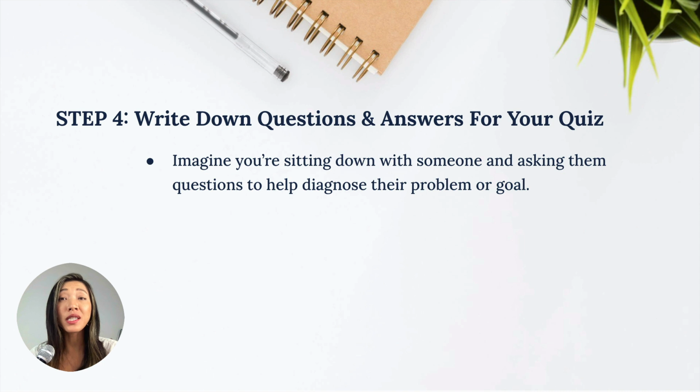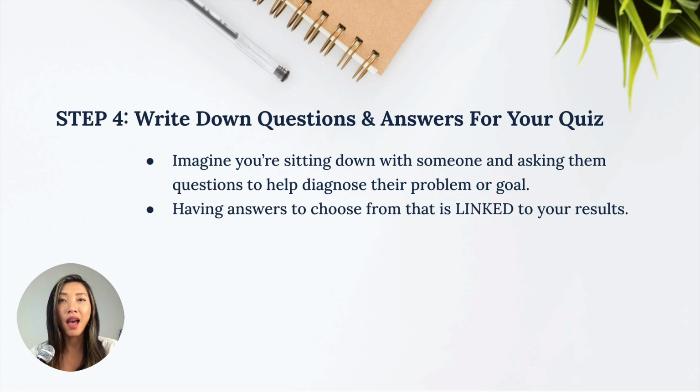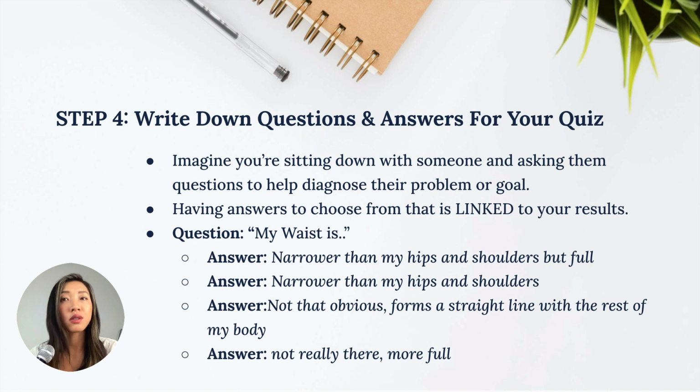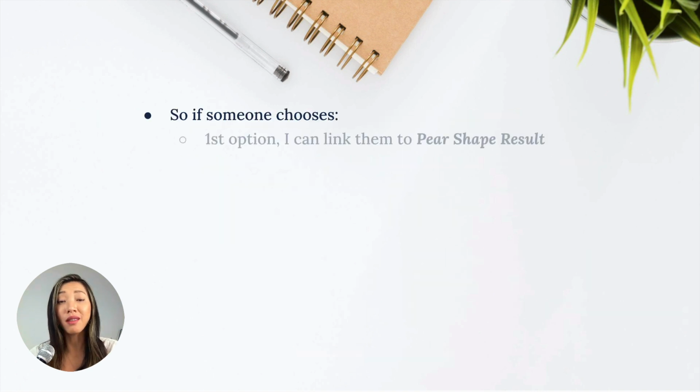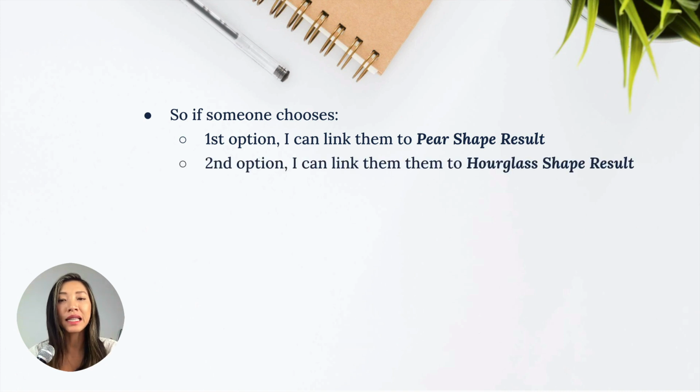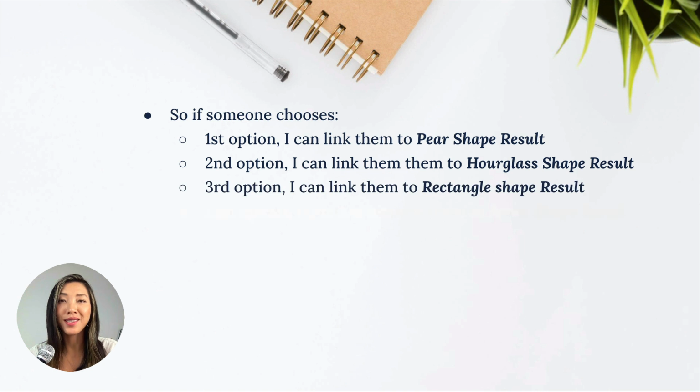The key to writing great quiz questions is to imagine you're sitting down with someone and asking them questions to help diagnose their problem or goal, and having answers to choose from that is linked to your results. If we wanted to create a quiz on finding a diet that would suit a person's body shape, an example question is my waist is narrower than my hips and shoulders but full. Another answer would be narrower than my hips and shoulders, and they've got 4 options to choose from. So if someone chooses the first option, I can link them to the pear-shaped result. If they choose the second option, I can link them to the hourglass-shaped result, and so forth.